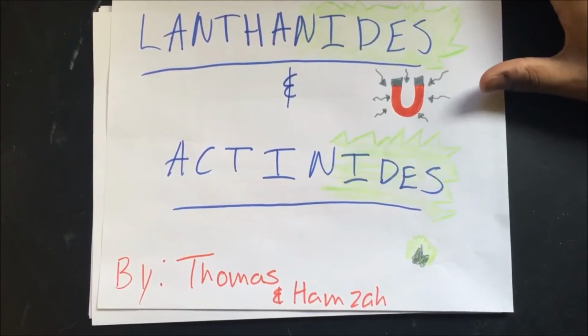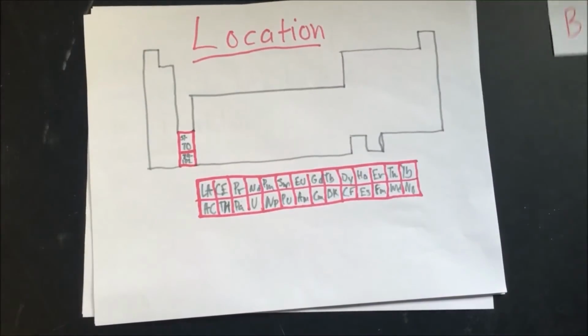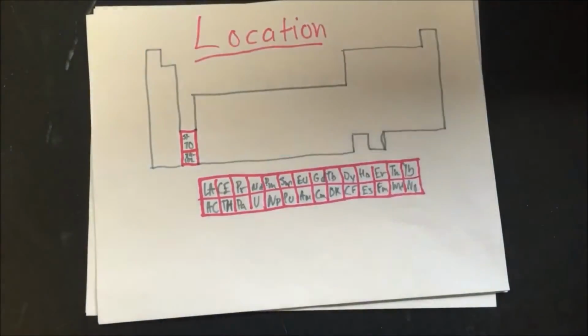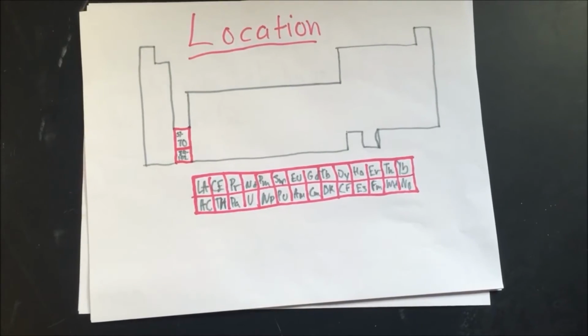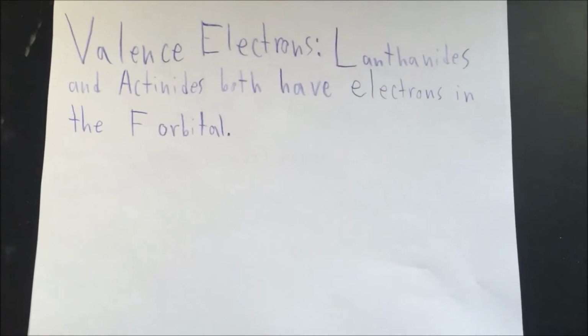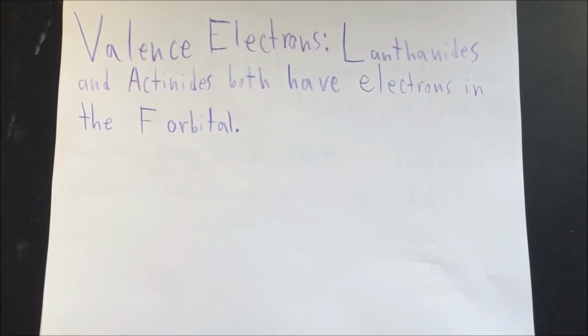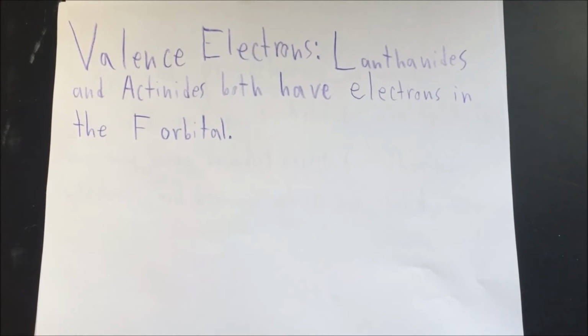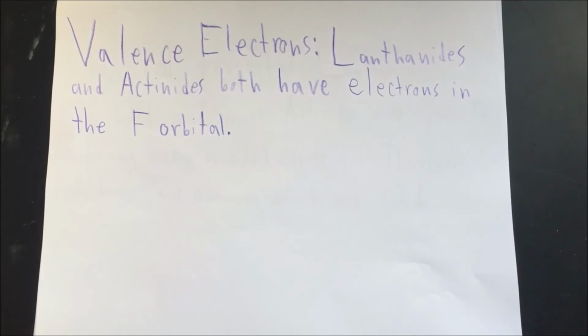Lanthanides and actinides. Lanthanides and actinides are located on the periodic table in the f orbital. Valence electrons: lanthanides and actinides both have electrons in the f orbital.